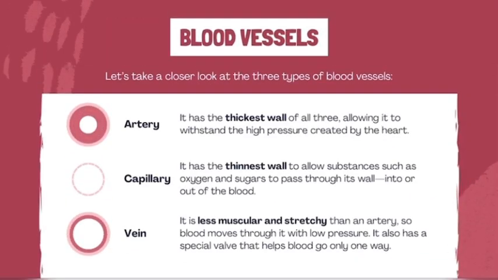Artery. It has the thickest wall of all 3, allowing it to withstand the high pressure created by the heart. Capillary. It has the thinnest wall to allow substances such as oxygen and sugars to pass through its wall, into or out of the blood. Vein. It is less muscular and stretchy than an artery, so blood moves through it with low pressure. It also has a special valve that helps blood go only one way.